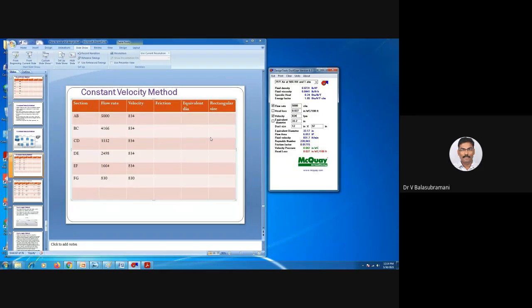What is the friction? The friction value is equal to 0.027. We have to check if it increases. Equivalent diameter 33.8, and then the duct size. I have to fix the duct size as 14. I think 14 is not suitable. If I am using 14, what will happen? Aspect ratio 78 divided by 14, aspect ratio is 5.6. So it is not advisable.